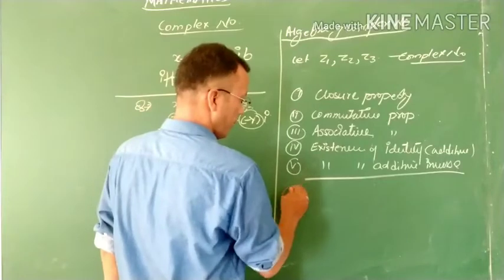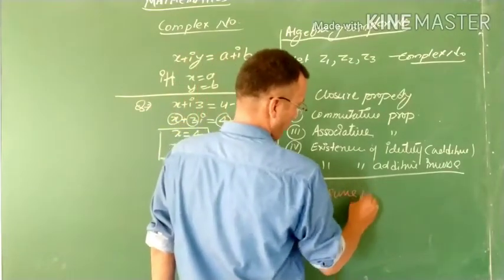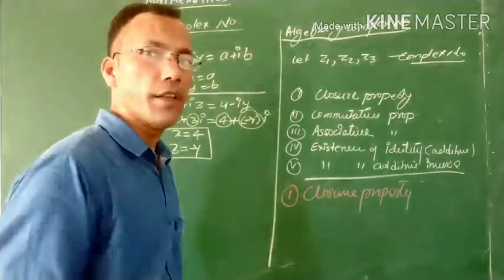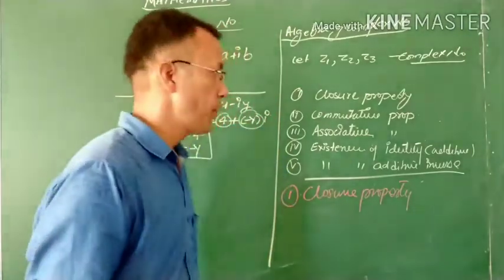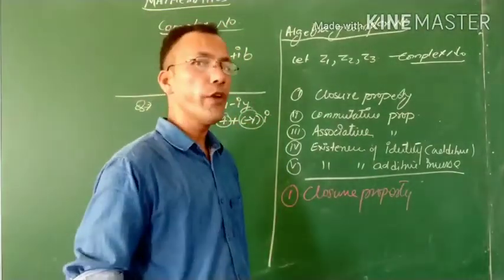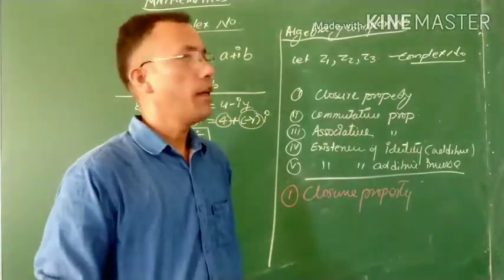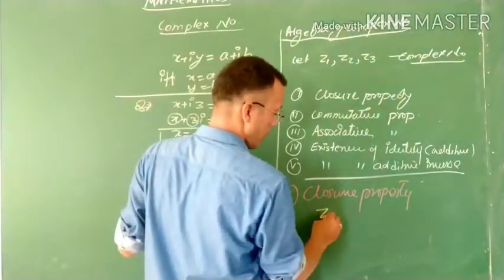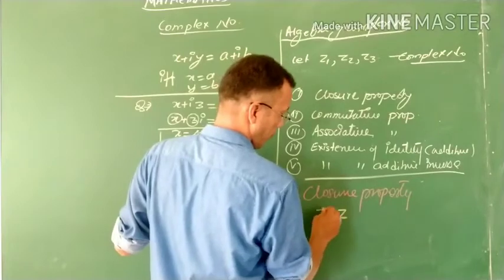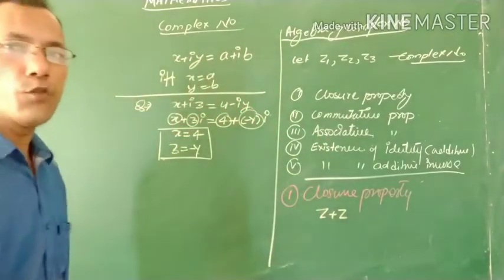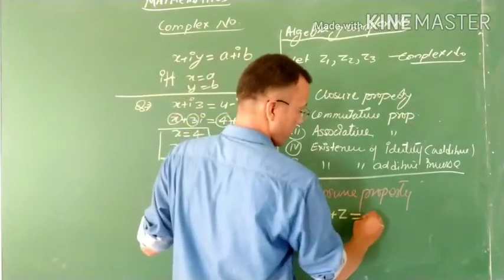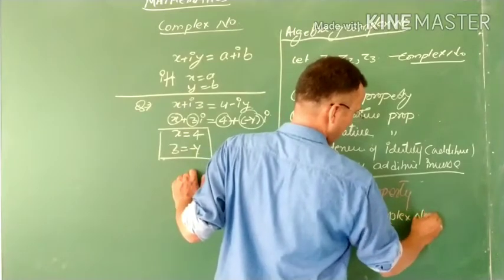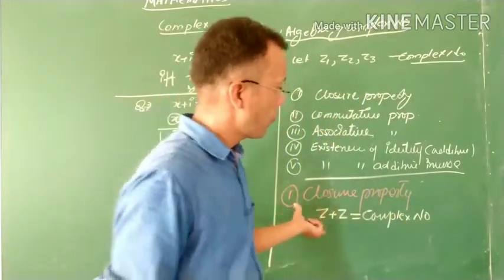The first one is closure property. What does it mean? You have to understand this one. If the elements are of the same kind of numbers, and we add these numbers, then the result must be the same kind of numbers. Like if a complex number is added to a complex number, then what will be the answer? That is a complex number. This is called closure property for addition.